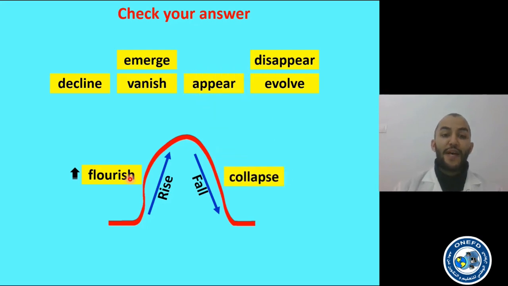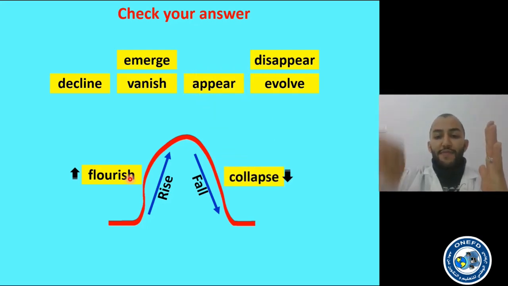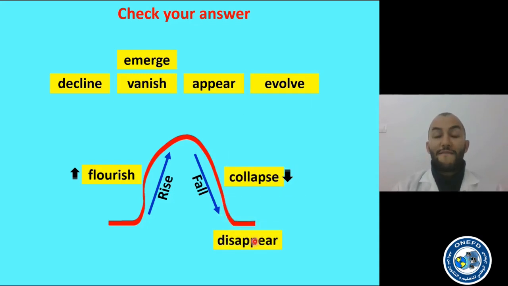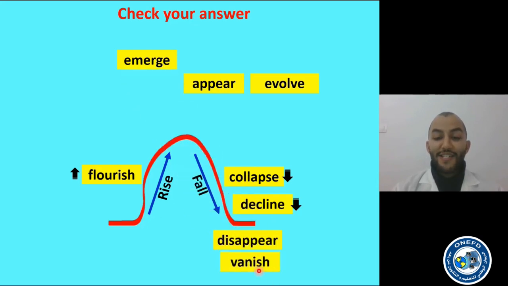Number two, okay, collapse. Collapse is, we have flourish and we have collapse. Okay, collapse. Look at the arrow. Okay. Now disappear. You know, disappear, like it vanished. Okay, it vanishes. Okay, nothing remains. Okay, now decline. Yeah, the same thing as collapse. Okay. Now what do we have? Vanish is the same thing as disappear. Vanish in thin air. All right.